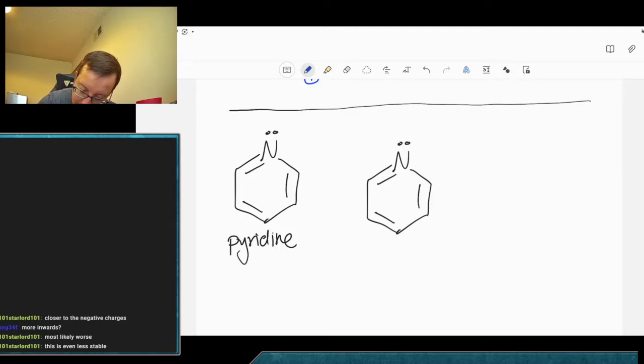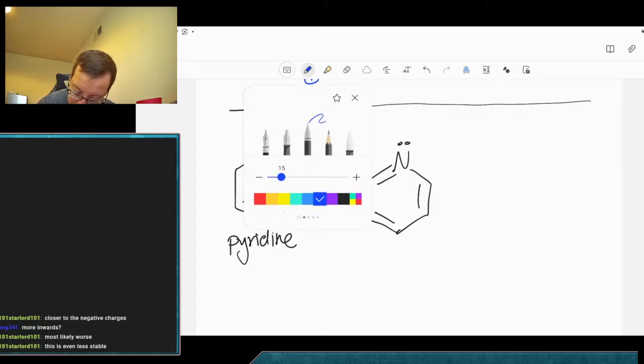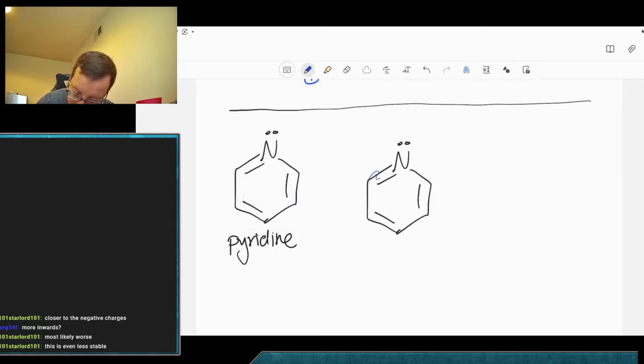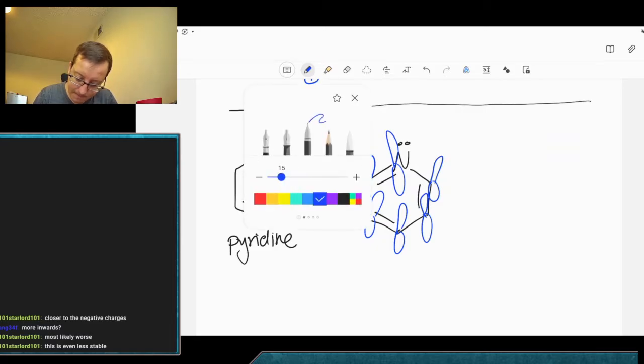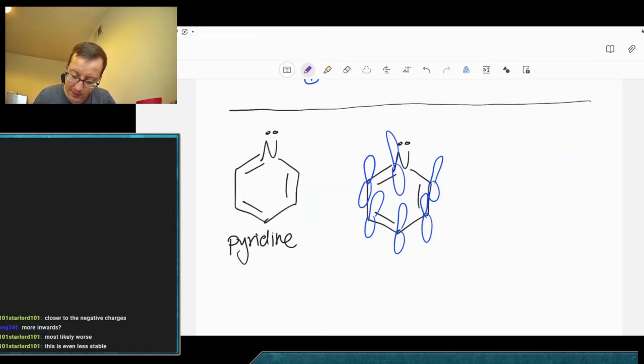Okay, orbitals. Let's draw some. What color shall we do? Blue, yes. Okay. We have our p orbitals here participating in these double bonds, right? And here's our other p orbital. So, if we're looking at this, that nitrogen has got the p orbital sticking straight up, but these electrons are still in an sp2 orbital.